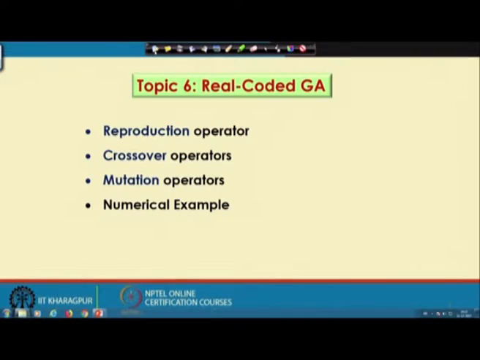Now, using this SBX we can find out the children solution, and once you have got the children solution, we can go for the mutation operator. Now, if you see the literature, we use different types of mutation operator in real coded GA. Out of all such operators, the most popular one is the random mutation. We have got the concept of the random mutation, then we have got the concept of polynomial mutation.